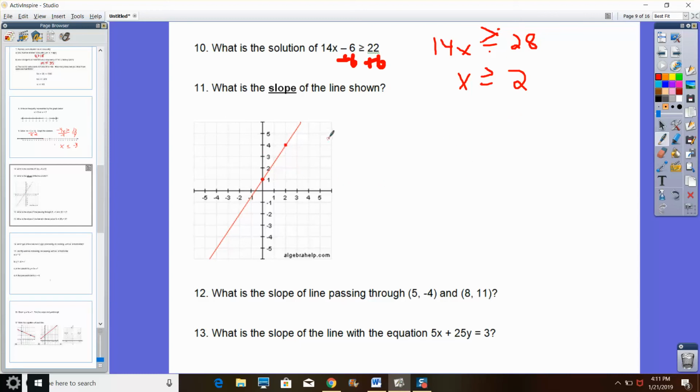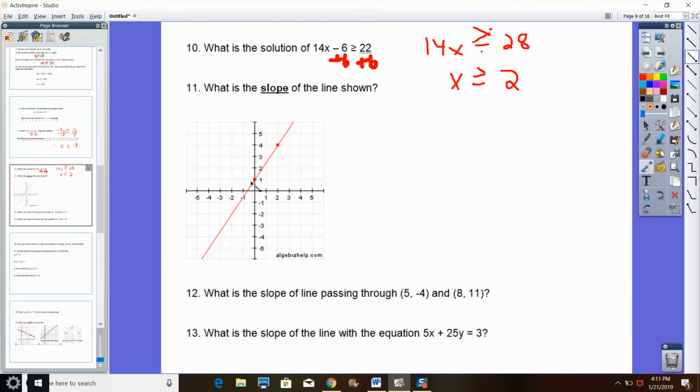Now, into some slope stuff. What's the slope? So in this case, we want to find the slope. We can use some vectors to do it.